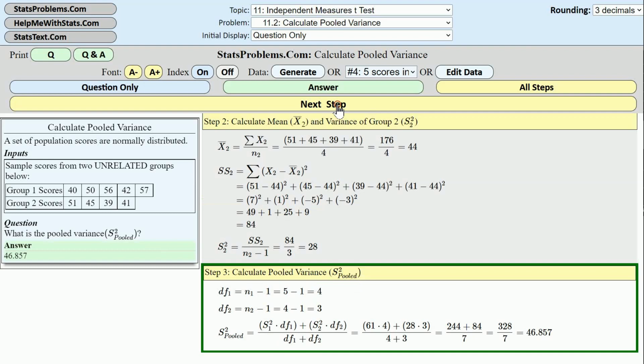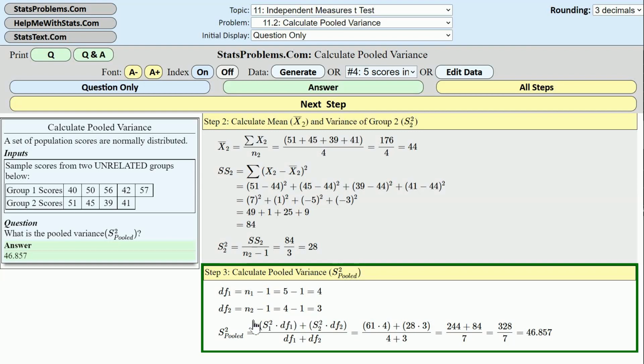In Step 3, we calculate the pooled variance, S squared pooled. First, we calculate the degrees of freedom for the two groups. Degrees of freedom for Group 1, df1, equals sample size of Group 1, n1, minus 1 is equal to 5 minus 1 is equal to 4. Degrees of freedom for Group 2, df2, equals sample size of Group 2, n2, minus 1 is equal to 4 minus 1 is equal to 3.